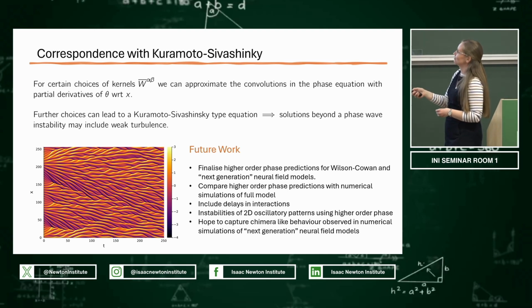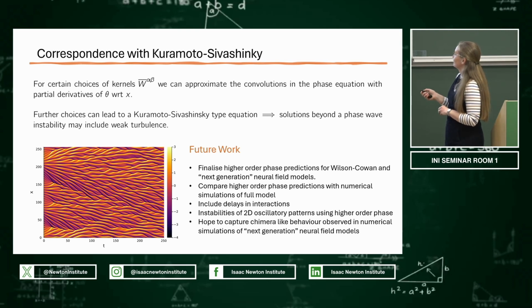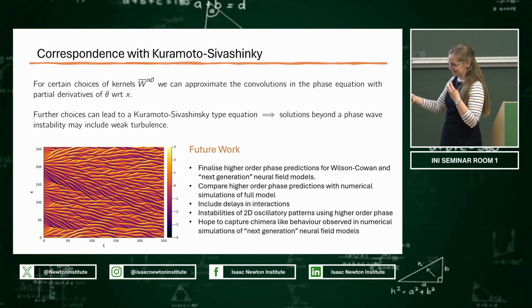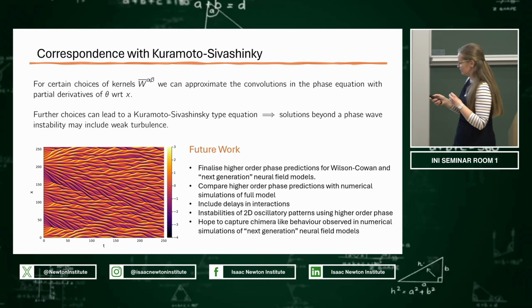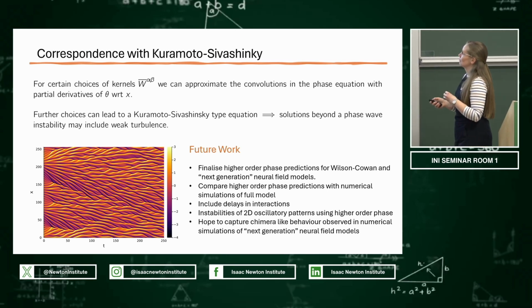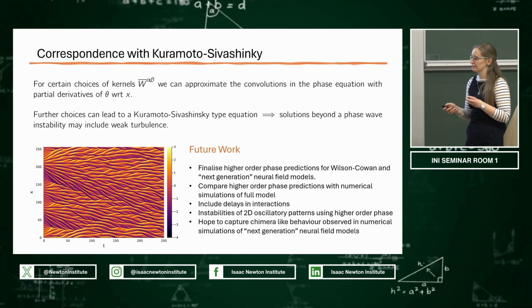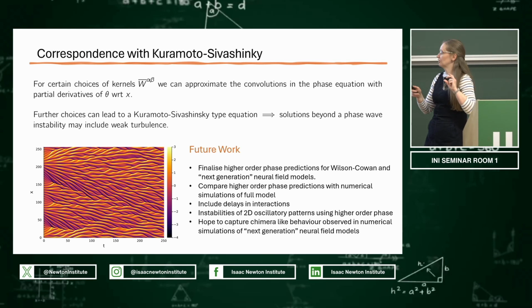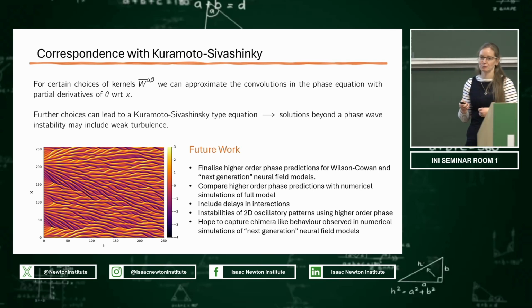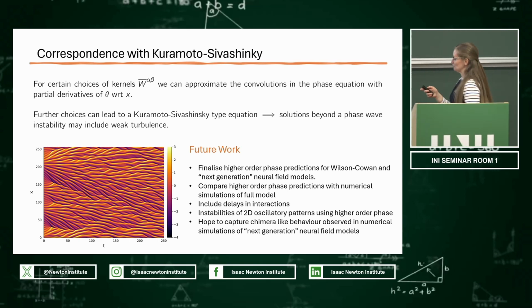Okay, and this is a gratuitous simulation of the Kuramoto-Sivashinsky equation. So what we'd like to do is go beyond the Wilson-Cowan equations and look at next generation neural field models. We'd like to include some delays, and we'd like to look at 2D patterns. What we'd really like to do is try and explain some chimera-like behaviour that we've seen in some simulations of these next generation neural field models. I won't go into exactly what they are, but if you talk to me or Kyle, we can give you some more information about that.